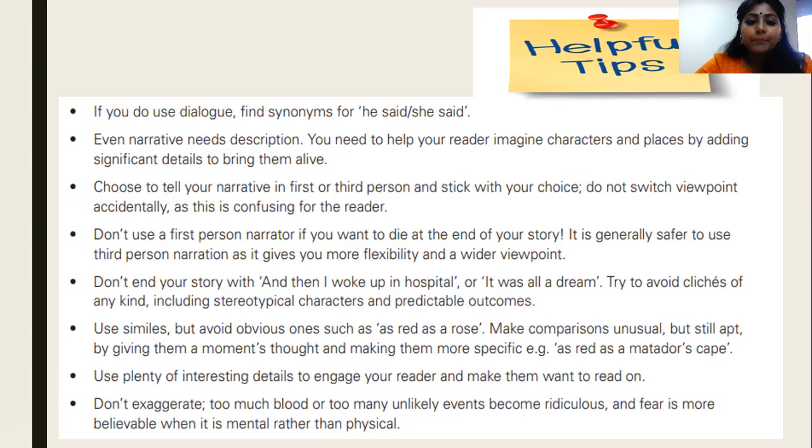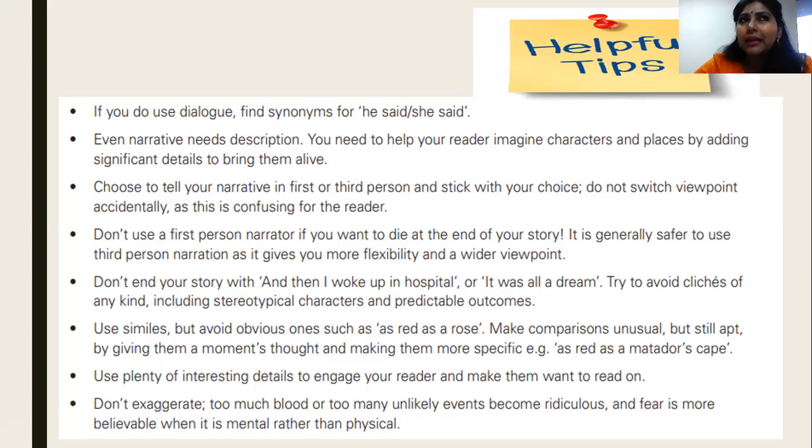It's also very cliche for you to end the story with, oh, I woke up and it was just a dream, or, oh, and then finally I woke up in a hospital. These are definitely cliche and might not attract or grab the attention of the examiner. Apart from that, it's also very important for candidates to use interesting details to engage the examiners. And do not exaggerate.